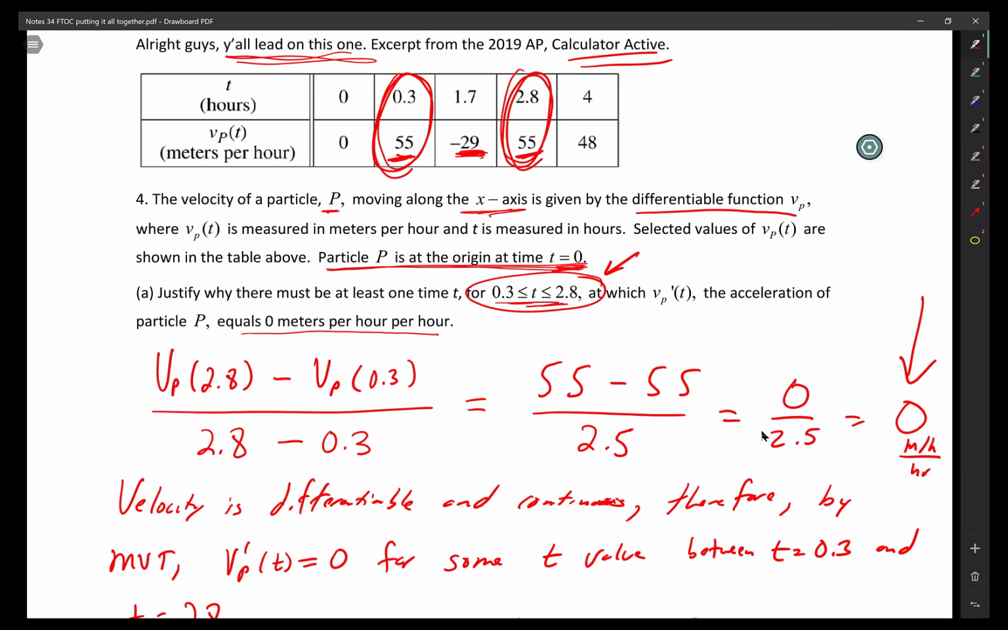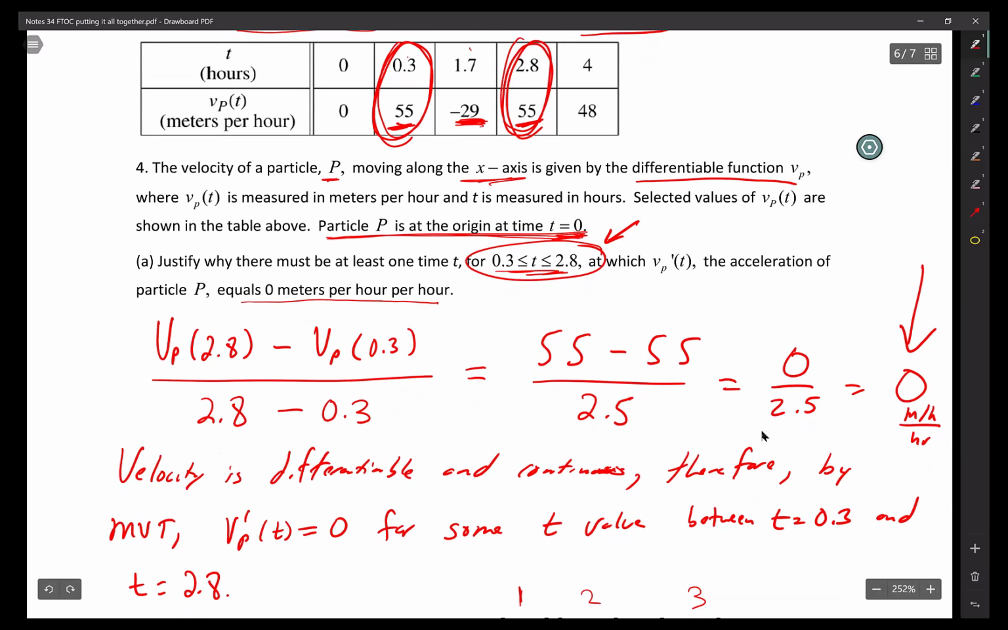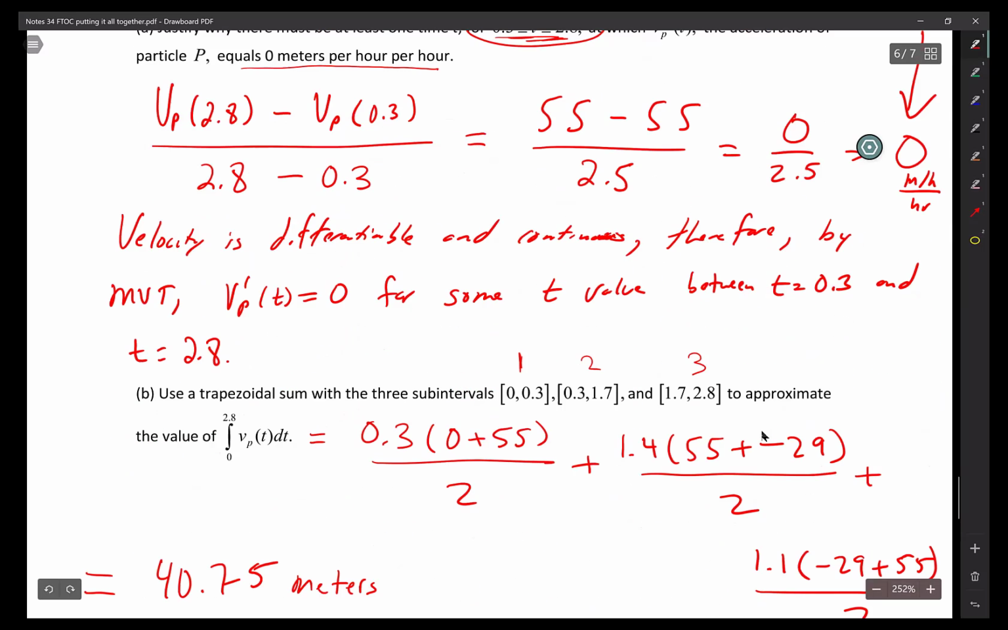Cool or not cool? So this particle definitely has a change in direction. It changes direction twice. Might it change direction more than twice? Maybe. We don't know that. But it definitely changed direction somewhere between 0.3 and 1.7, and it definitely changed directions one more time between 1.7 and 2.8. So that might be a future question they might ask you: how many times does this particle at minimum change directions? At minimum, it changes directions twice. Does it change more? Maybe. We don't know. But at minimum, it changes direction twice. So this is displacement.